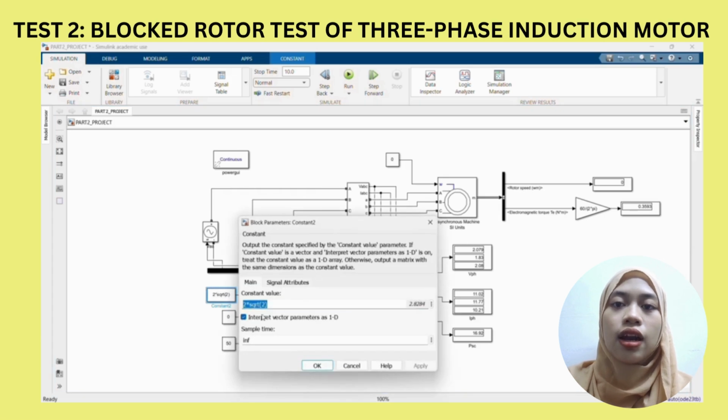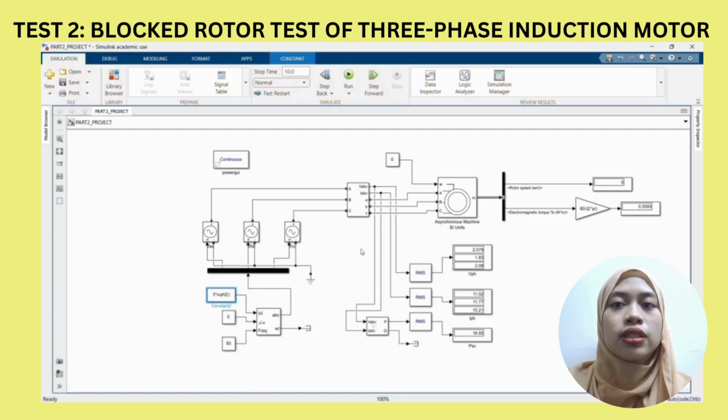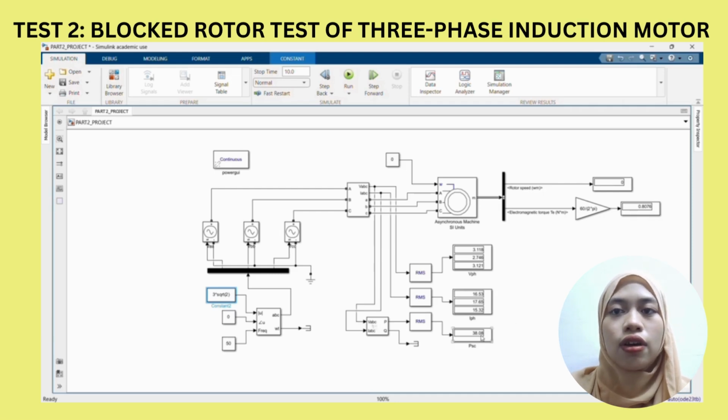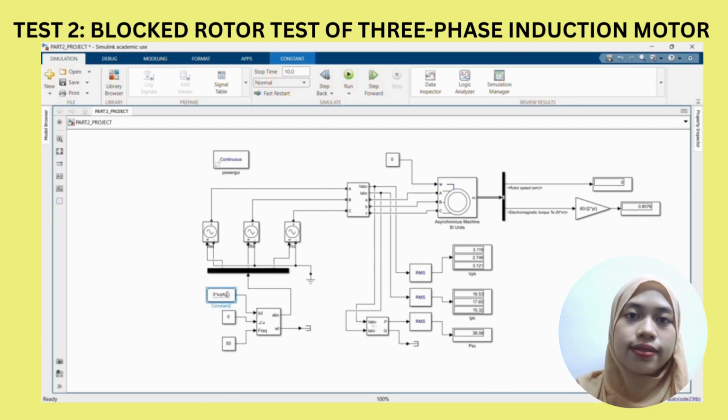This test helps in determining the parameters necessary for the equivalent circuit of the induction motor, specifically the magnetizing reactance and core loss resistance. These values are essential for accurate motor modeling and efficiency calculation in MATLAB simulation.